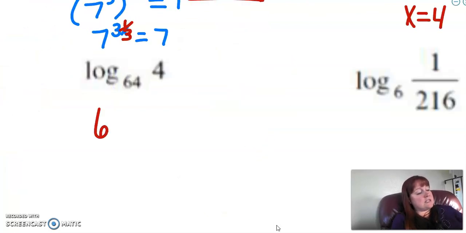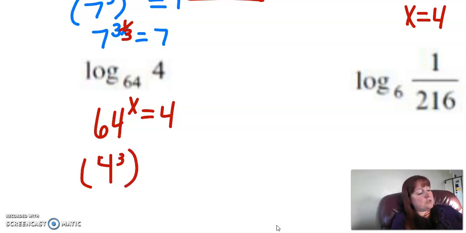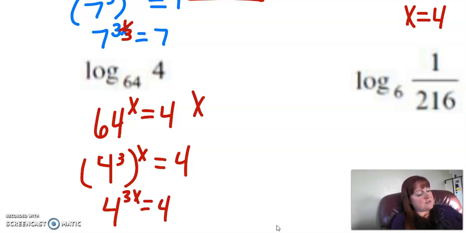Okay, 64 to the what equals 4. This is like the last one. Let's rewrite 64 as 4 cubed to the x equals 4. We just replaced 64 with 4 cubed because they're equal to each other. We can replace them at any point. So this is 4 to the 3x equals 4. So what does x have to equal? Well, in this case, it also has to equal 1/3.